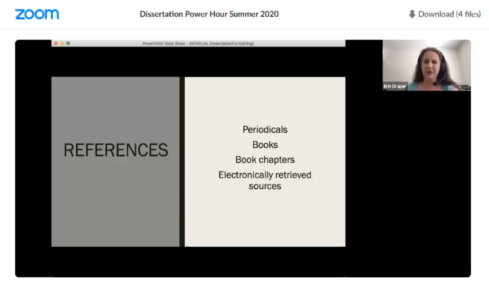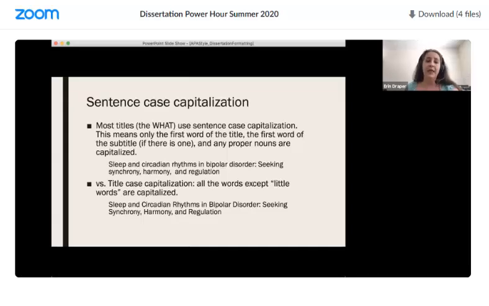A lot of this will hopefully look relatively familiar, but I will point out the things that I tend to see the most often that get sent back to students with requests to fix. And the main one is sentence case capitalization. And what is that? Sentence case capitalization differs from title case capitalization in that it is capitalized just like you capitalize sentences. So that means that only the first word of the title, the first word of a subtitle, if there is one, and then proper nouns are capitalized.